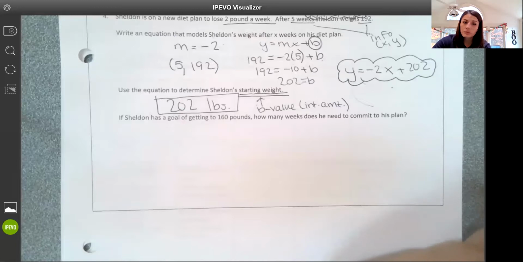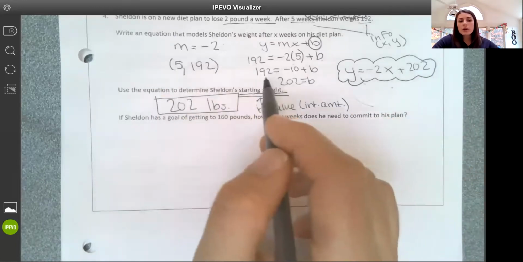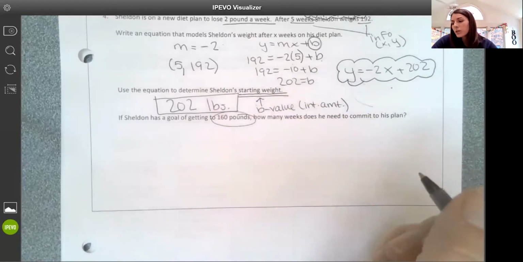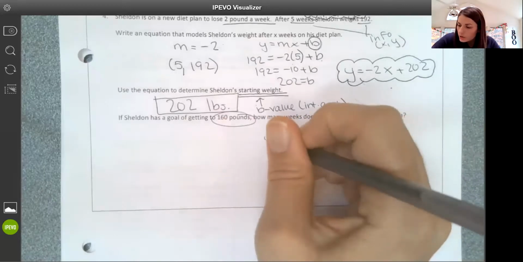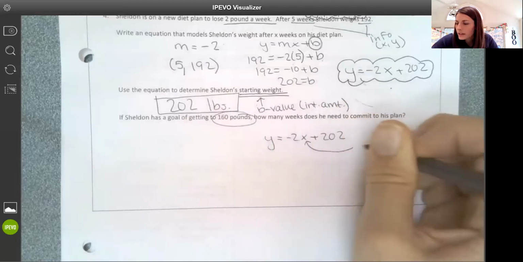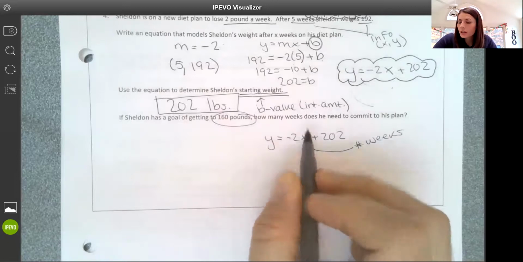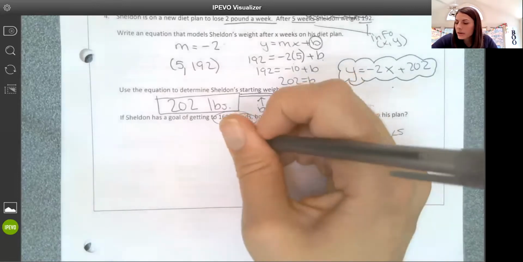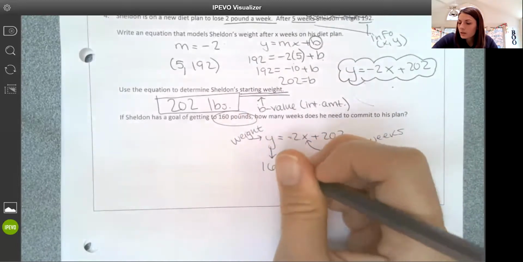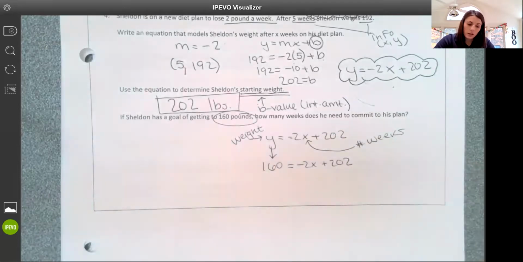And I didn't have to do anything to figure that out, except for understand that the y-intercept is my starting amount. Now, after 5 weeks, he weighs 192, but Sheldon has a goal of getting to 160 pounds. How many weeks does he need to commit to his plan? So here's my equation. And we know X is the number of weeks, 2 pounds per week, and Y is going to give us his weight. So we want to know when will his weight be 160 pounds. And then I can solve from there.